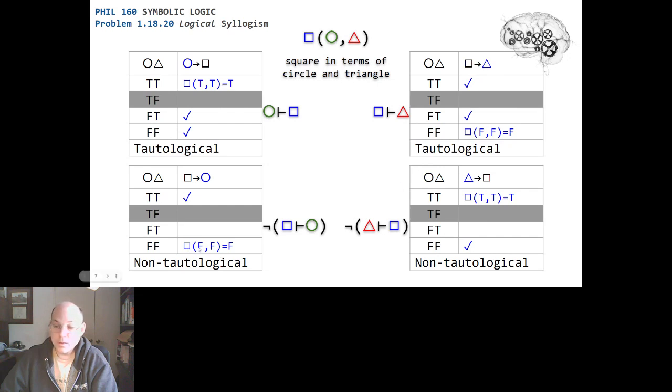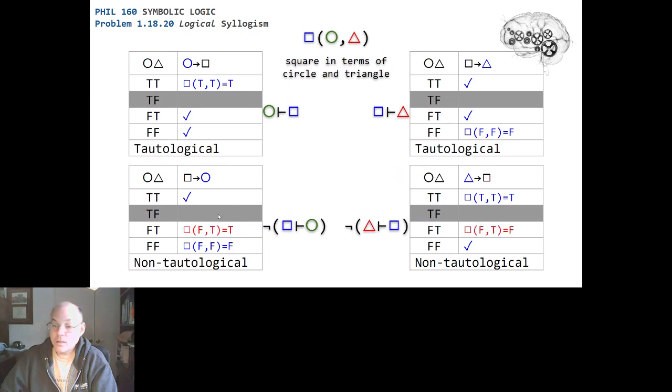So we can populate square FF. It needs to be false. It needs to be false because it has to match the previous interpretation of square false false. And then we've got square TT also true, just copied down from the first table. And that leaves us now in the non-tautological requirements. We've got one row open in each.